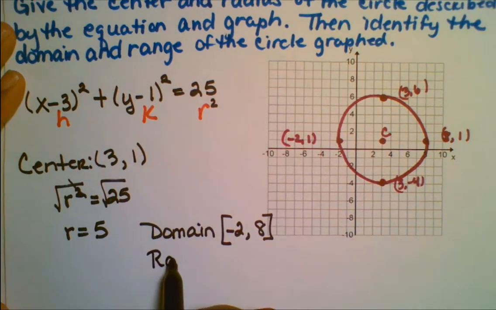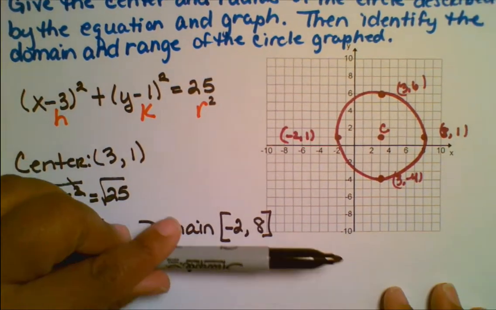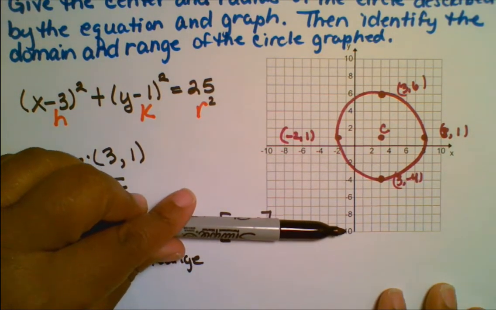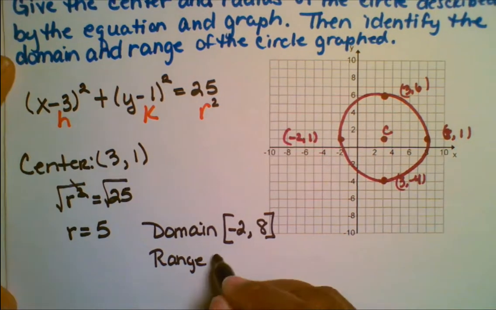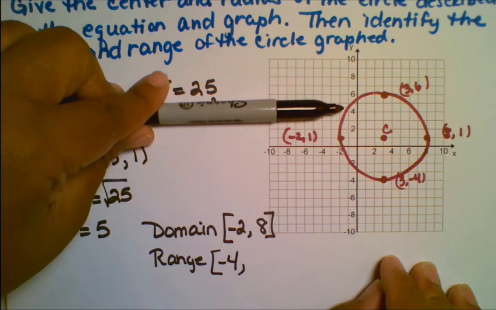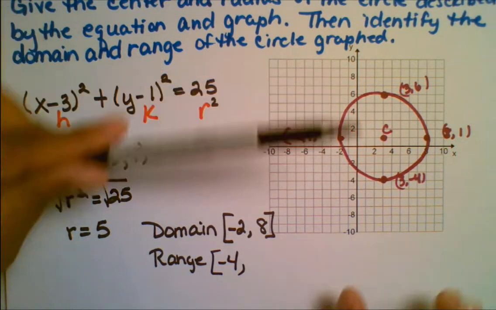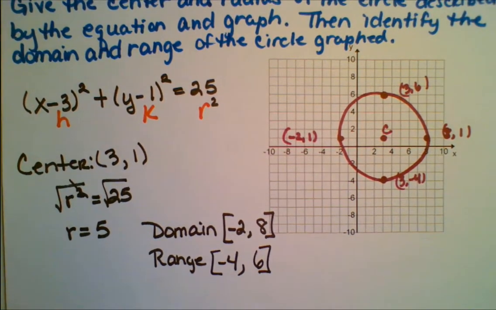And then our range, we move along the y-axis. Where does this circle begin? At -4. Move up, up, up, up, up, up to 6. There we go. Okay, so this is the information we need to create a circle.